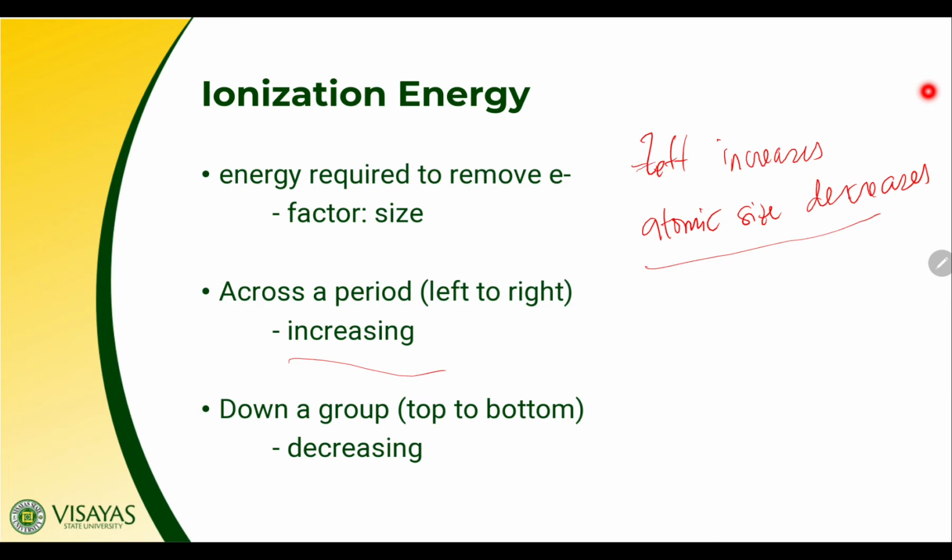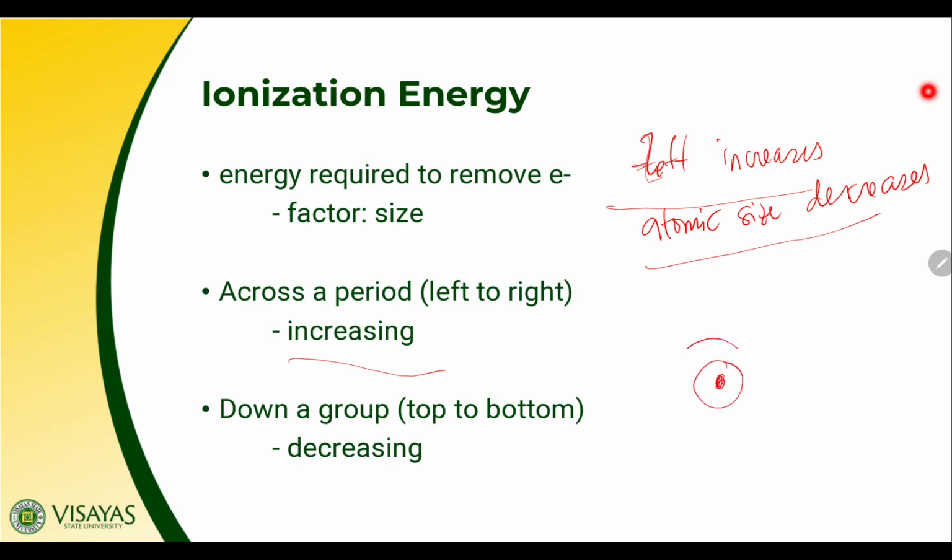The electrons from left to right feel more the net positive charge of the nucleus. So they are more strongly attracted towards the nucleus. They are pulled towards the nucleus. When the electrons from left to right are more attracted towards the nucleus, it would be hard to remove these electrons. That is why from left to right, as we go across a period, the ionization energy increases.